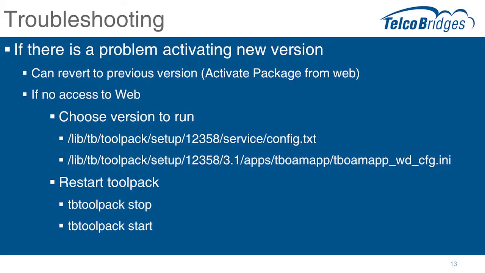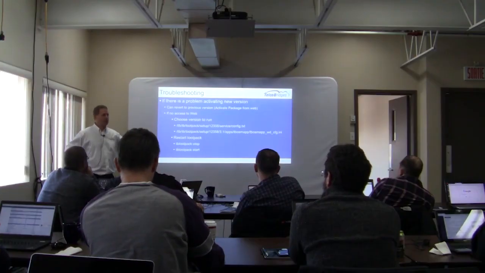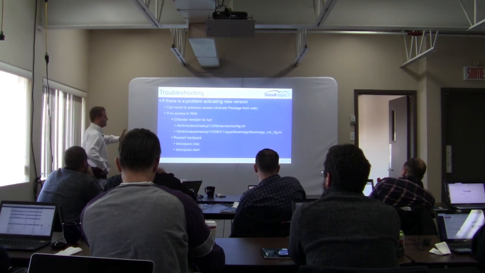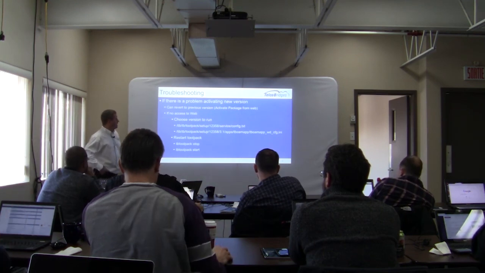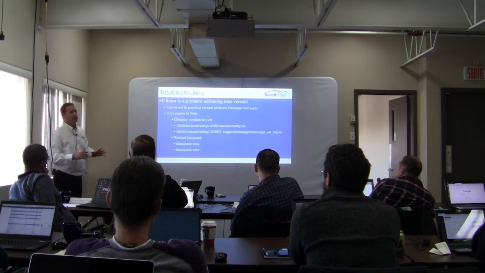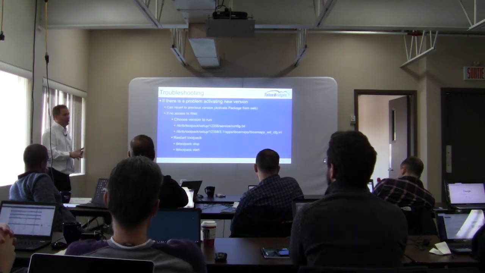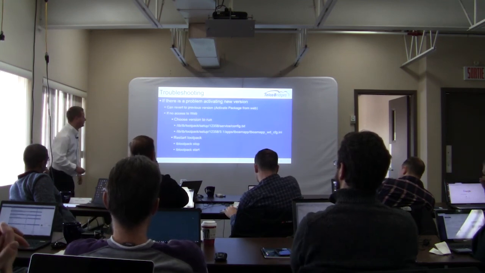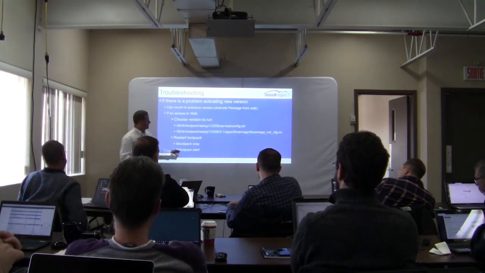Okay, troubleshooting. So just a few things here. We'll see more of this later as well. One of the things is you can just revert to the previous version. From the web portal, you go back to the old version and it's going to redo everything and should be back to normal. If for some reason you lose access to the web interface, then you need to do some manual commands. Here I've put some of the things that could be done. For example, this TB Toolpack stop will stop all the services running on the system, so the web portal, the OAM application, and all these things will be stopped. And this is to restart them.